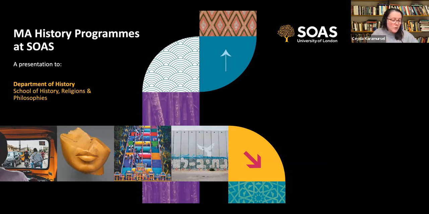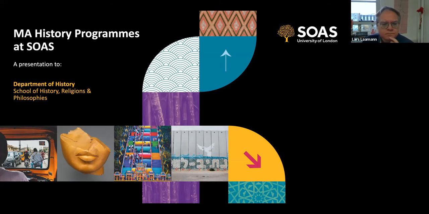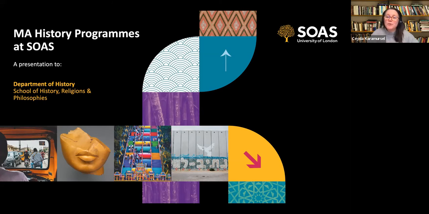SOAS is the only history department in Britain, and it wouldn't be an exaggeration to say in the world too, with the exception, of course, of the higher education institutions in these respective regions, that teaches history from the perspective of Asia, Africa, and the Middle East. In many other history departments in the UK or in the US, you would have the majority of academic staff focusing on European history, British history, American history, Atlantic history at best, and a smaller group of academics working on the other parts of the world. In our case, it's quite the contrary. We all deal with European or global history in our own ways, but the center is always placed in the regions that we work on.